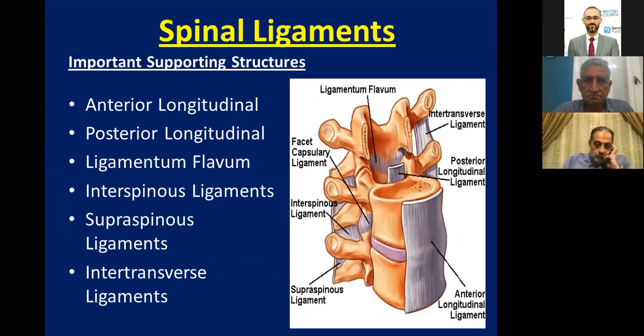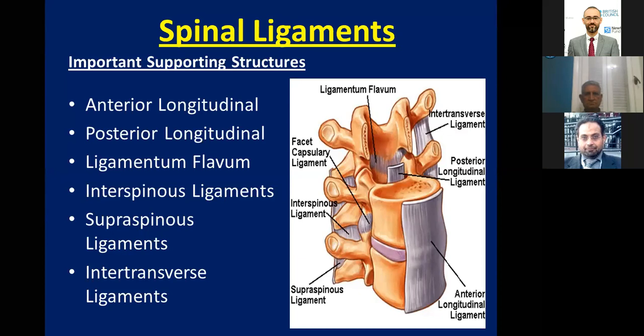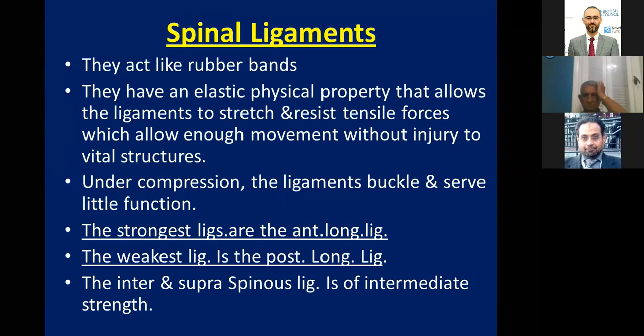Now the spinal ligaments. They are important supporting structures. As we all know, there are the anterior longitudinal ligament, posterior longitudinal ligament, ligamentum flavum, interspinous ligament, supraspinous ligament, and intertransverse ligament. They act like rubber bands. They have an elastic physical property that allows the ligament to strengthen and resist tensile forces, which allows enough movement without injury to vital structures.